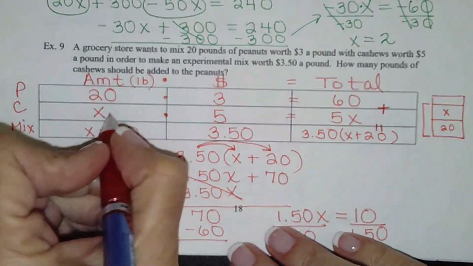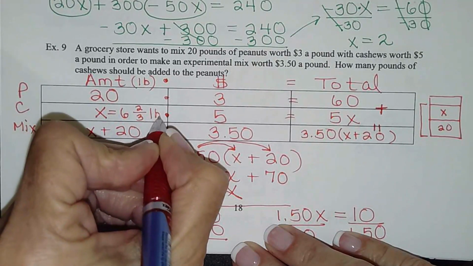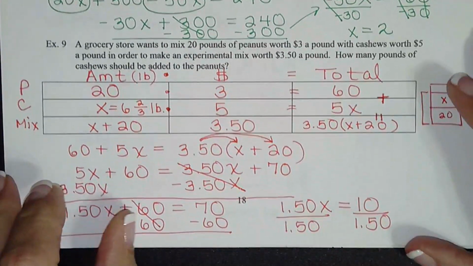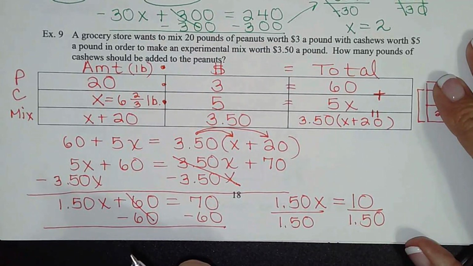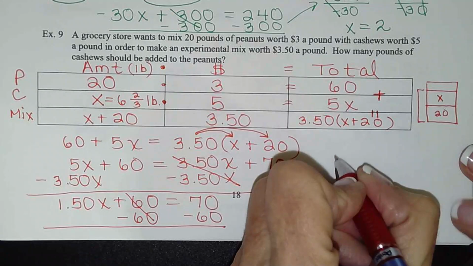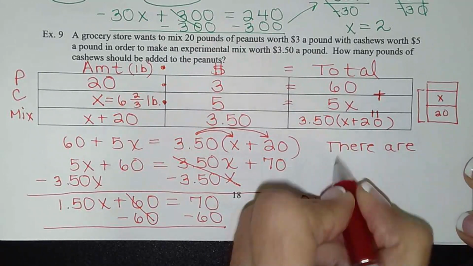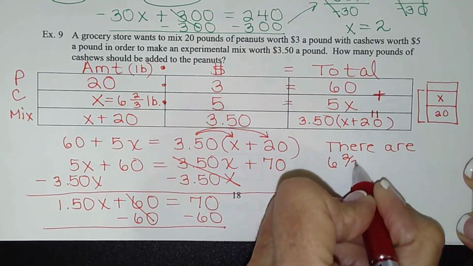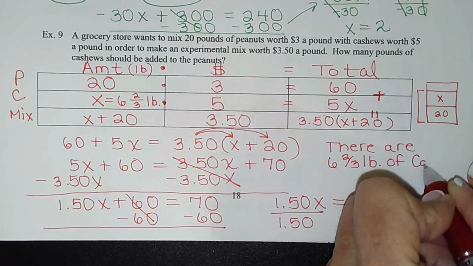So this will be 6 2/3 pounds. And I love that this one came out as a fraction, because I can't tell you how many students would round on that, and then they'd get the answer wrong, whether a teacher's checking it or a computer, because if the problem does not ask you to round, you are not allowed to round. So you would say there are 6 2/3 pounds of cashews.